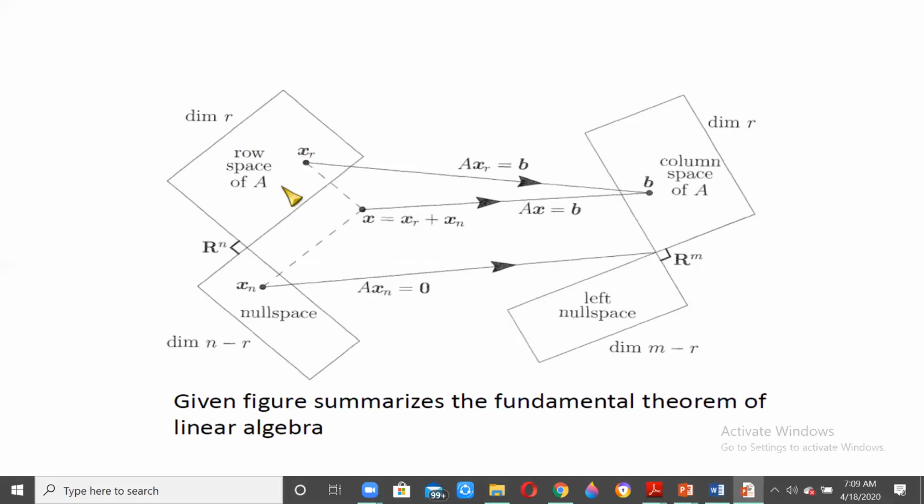However, a point which is outside the row space also can be mapped to the point b, for the reason that if we take x equal to xr plus xn, then Ax will be equal to b also. Axr is also equal to b, Ax equal to b, where Axn is equal to 0. But if we take a point in the null space, then that is mapped onto the 0 vector. Nothing is mapped onto the left null space. No point here is mapped onto the left null space.